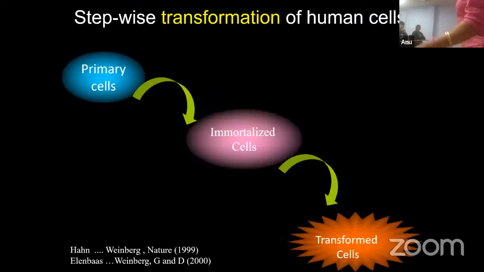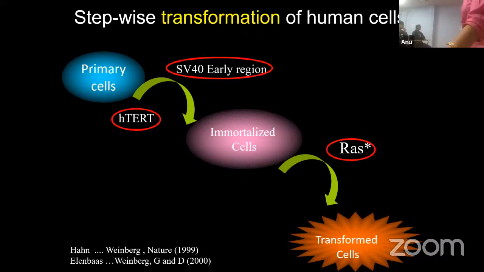This is where my training in my postdoc lab came in very handy. That was Dr. Robert Weinberg's lab, which had shown you can take many normal cells and convert them into immortalized and transformed cells by doing a simple trick. What is the trick? You introduce 3 genetic elements into the cells.